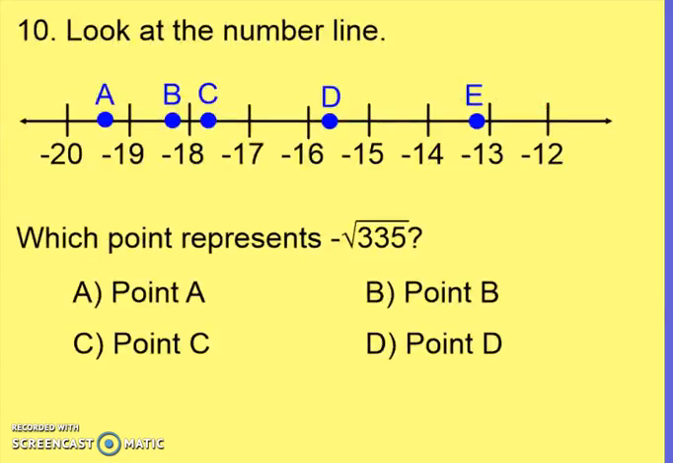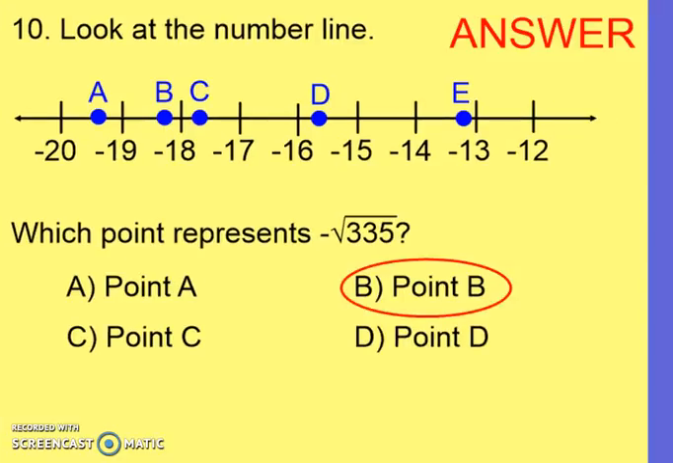Number 10. And here's the answer. So we're just trying to figure out which represents. Now, the only thing that's sneaky about this is the negative. So first of all, we know our number is going to be negative because the negative is outside the square root. And then in our calculators, we just put the square root of 335. And that's 18.30 something, something, something. But I'm just going to put 18.30.